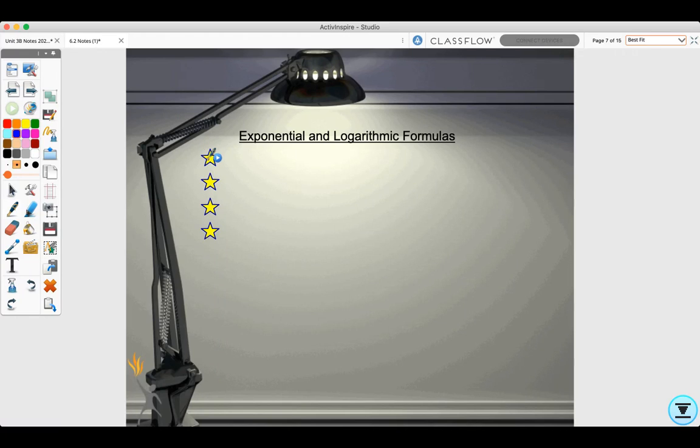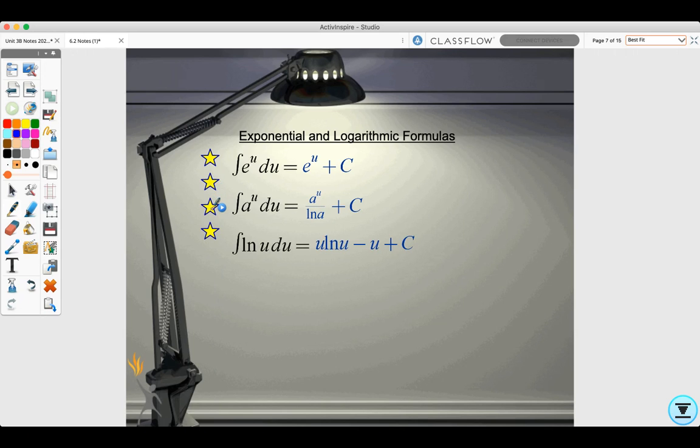Exponential and logarithmic formulas. The antiderivative of e to the u is just e to the u plus c. The antiderivative of a to the u is a to the u divided by the natural log of a plus c. The antiderivative of the natural log of u is u times the natural log of u minus u plus c. And for the antiderivative of log base a of u, you would use the change of base formula, natural log of u over the natural log of a. Then you would take the antiderivative, and it would be u natural log of u minus u, all over the natural log of a, since that's a constant, plus c.